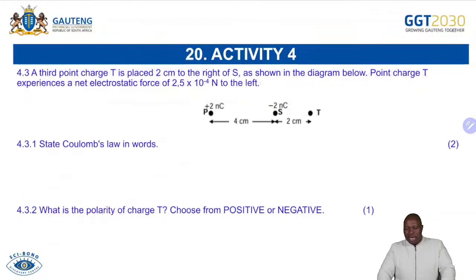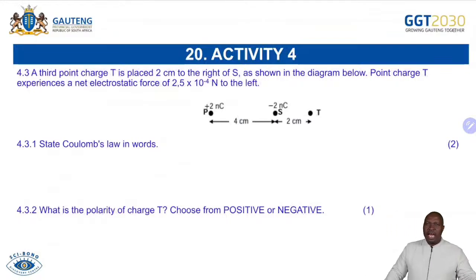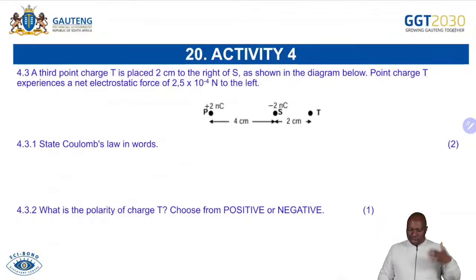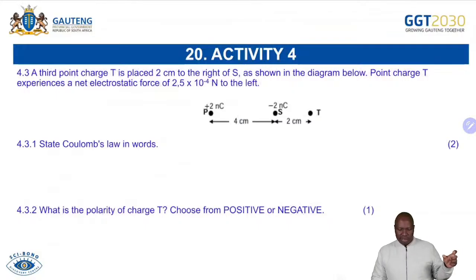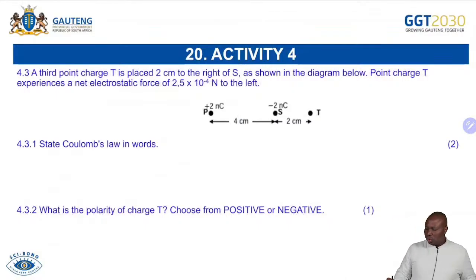As if that is not enough, we had a 2 nanocoulomb charge, we put the point X, we calculated the electric field experienced by X. We brought the negative 2 nanocoulomb, we have drawn the electric field patterns. Now we bring the 3rd point charge, which is called T.